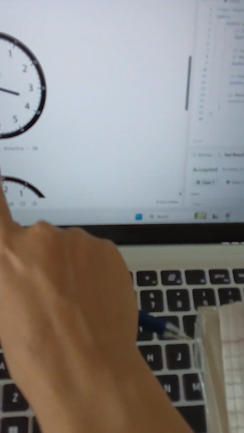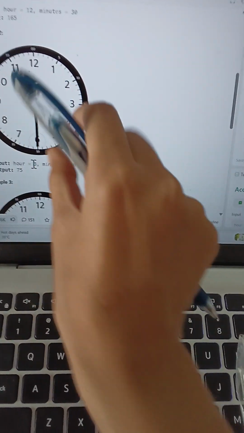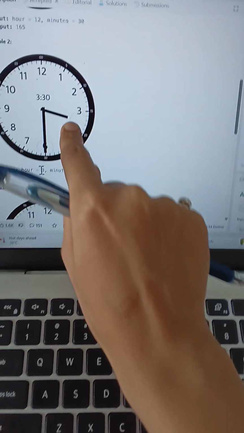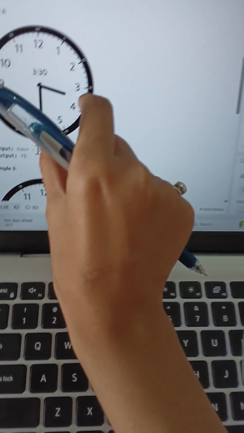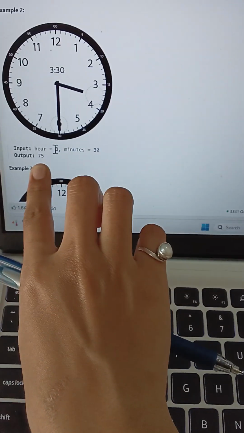In another example, if we are given 3:30 o'clock, we have to find the angle either this one or this one. You can see that the minimum angle should be this one, not that bigger one. So the angle is 75. We have to calculate this with our code.